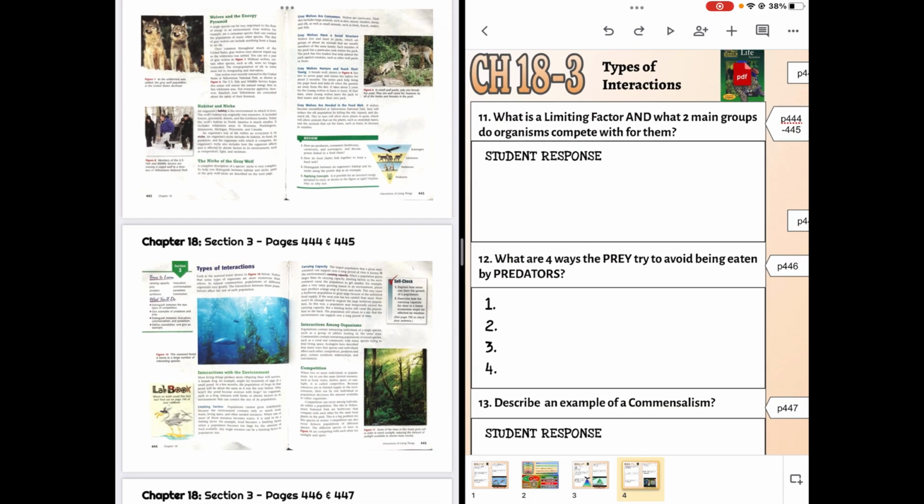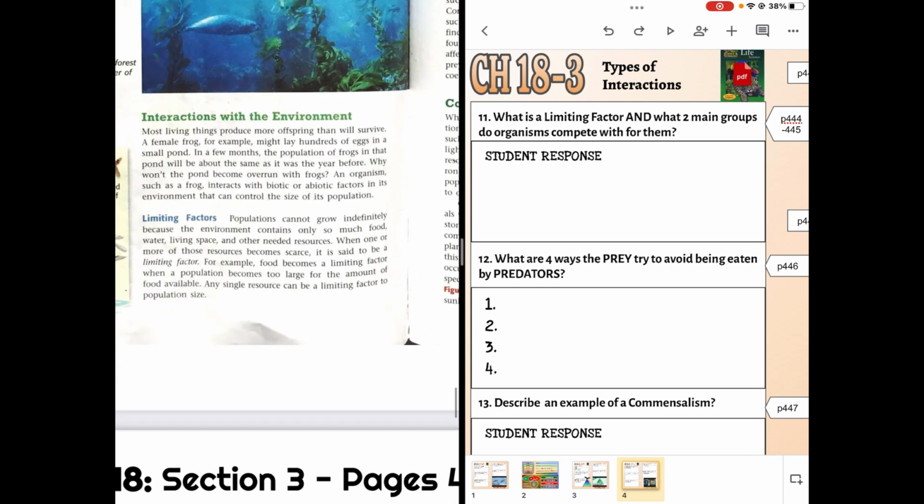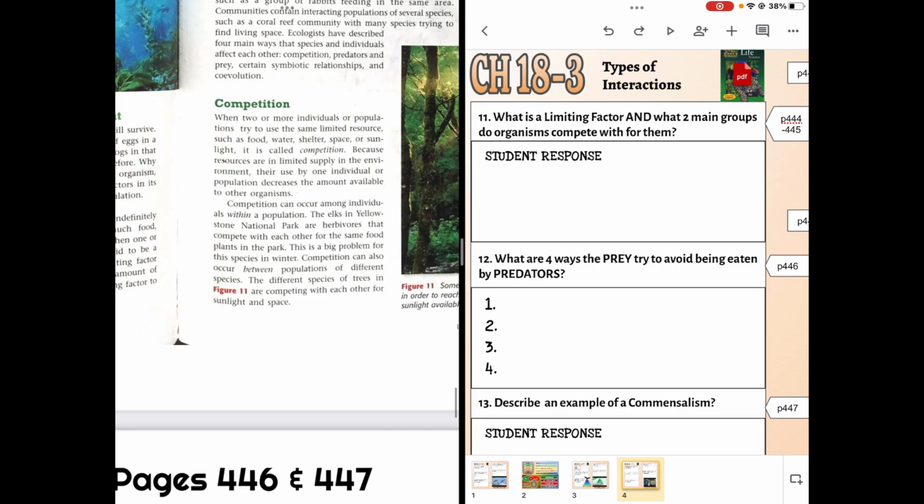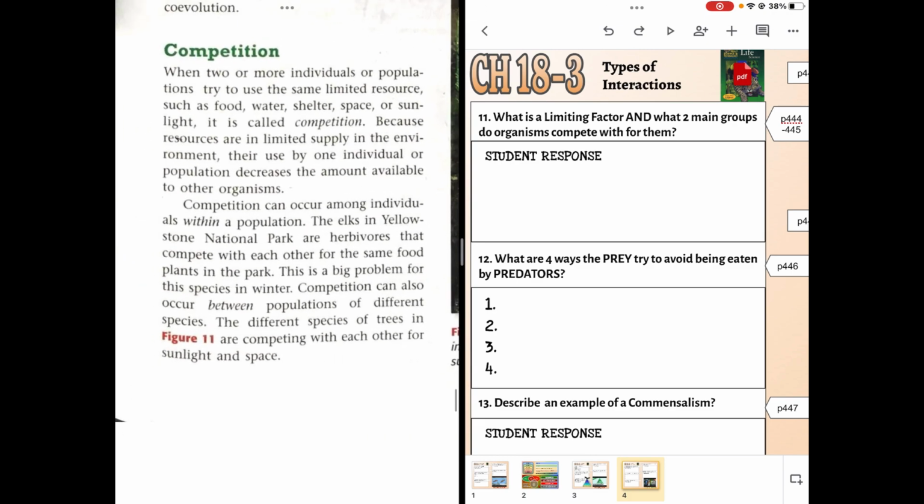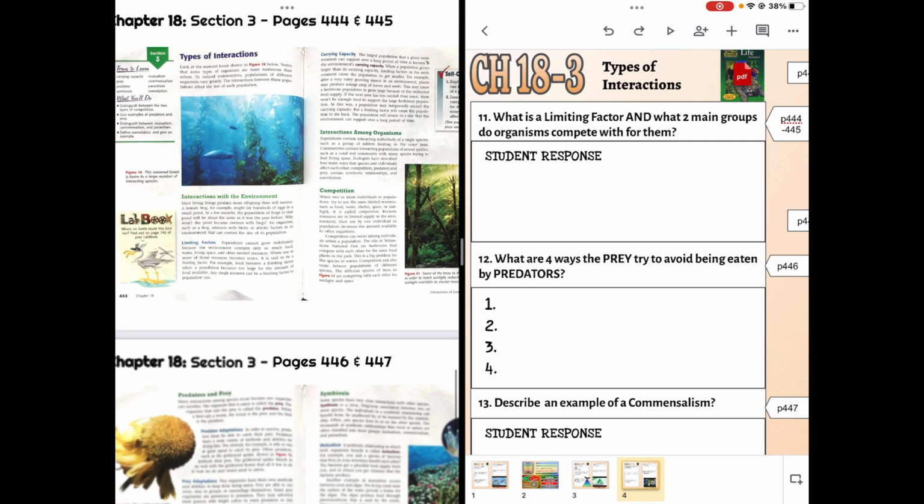Question 11, what is the limiting factor? We got to read down here. It's a vocab word. And how does that affect carrying capacity? And then competition, what do living things compete with? There are 2 simple groups living things compete with.